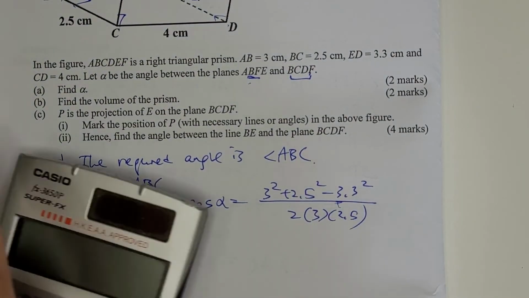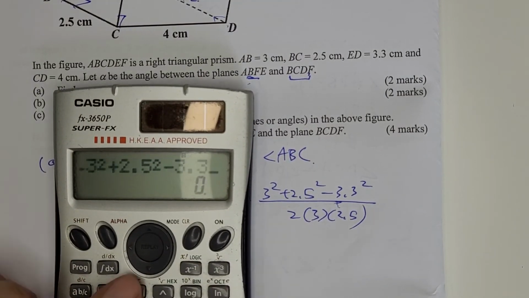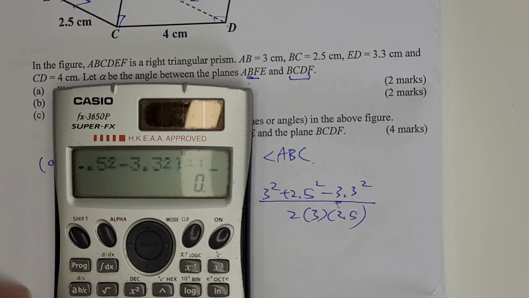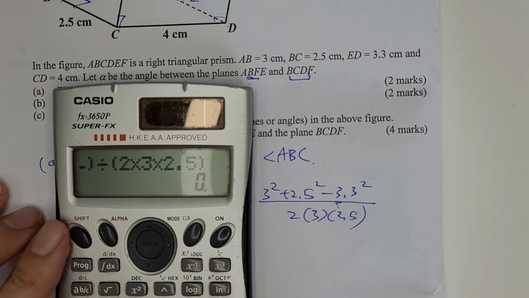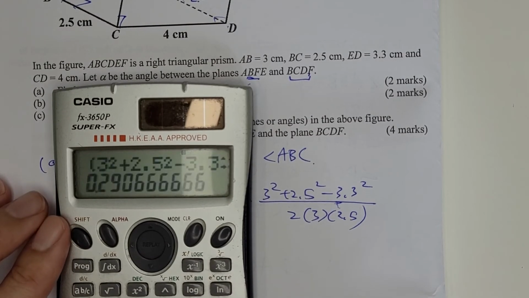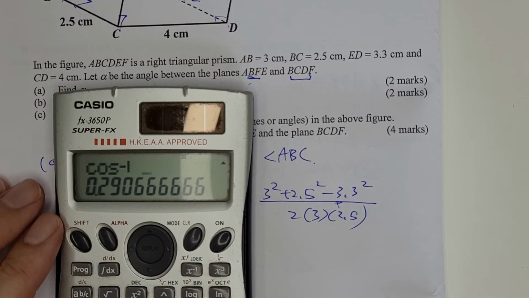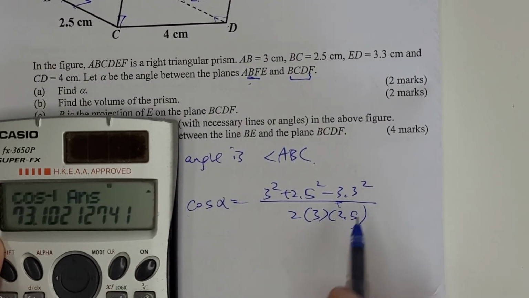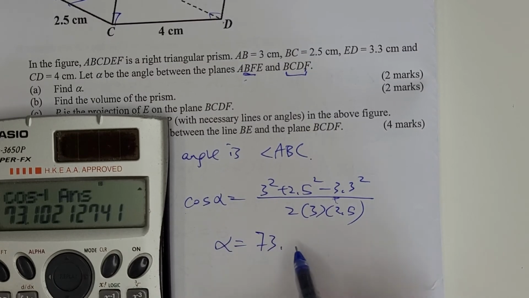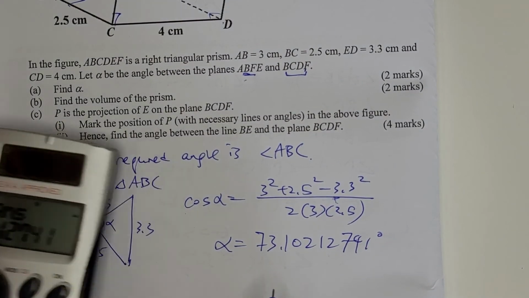So use a calculator to practice. Okay, let me show you. 3 squared plus 2.5 squared minus 3.3 squared, close bracket. And then divided by start bracket again, 2 times 3 times 2.5. Remember to close the bracket after you enter all the information in the numerator and denominator. Enter. That is cosine alpha. So shift cosine. You will see the symbol like this, and then press EXE. Then you will get angle alpha. That is 73.1021271 degrees. You take 3 significant figures by yourself, okay?